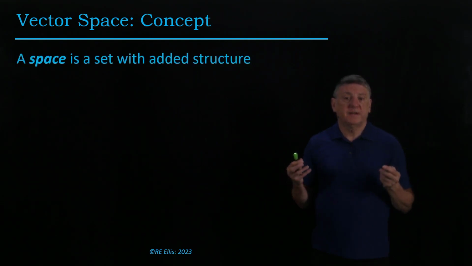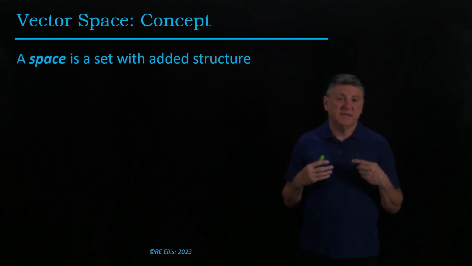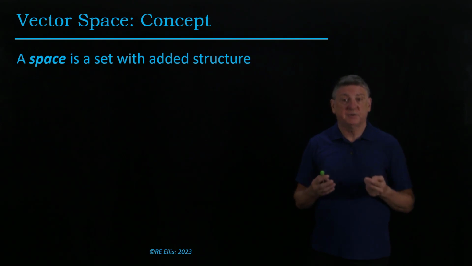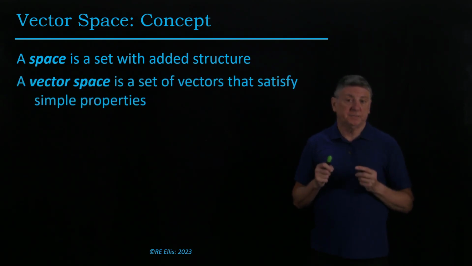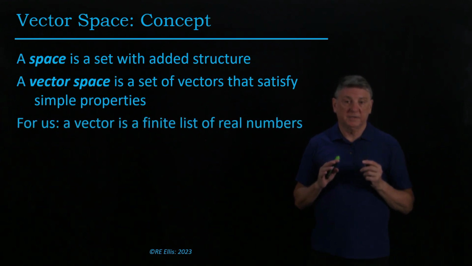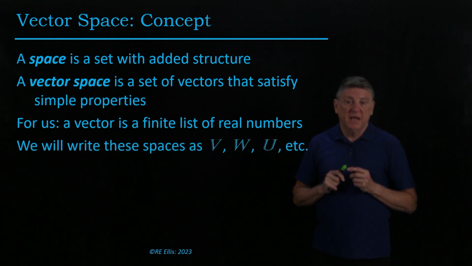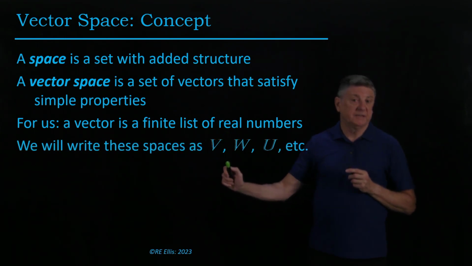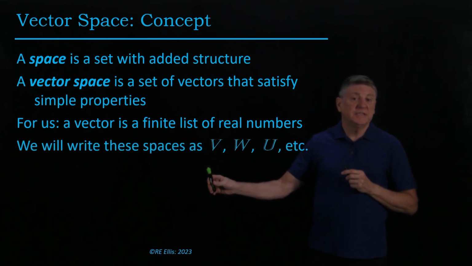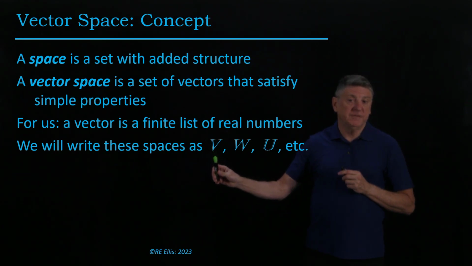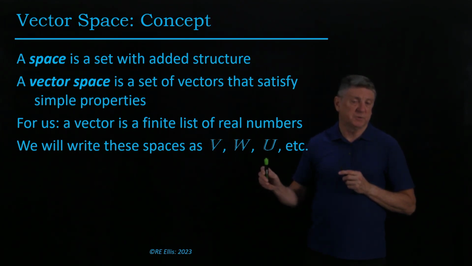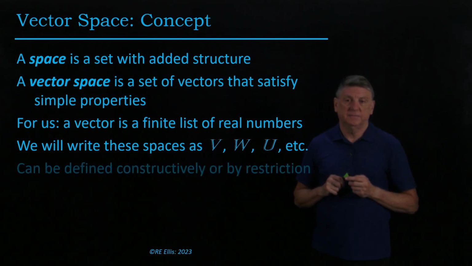The concept of a vector space is this: a space is a set with some specific added structure. A vector space, particularly, is a set of vectors that satisfy some simple properties. Recall that for us, a vector is a finite list of real numbers, and we're going to write the space that a vector lives in using these scripts. So we'll use the script v, the script w, sometimes the script u, and so on as needed.